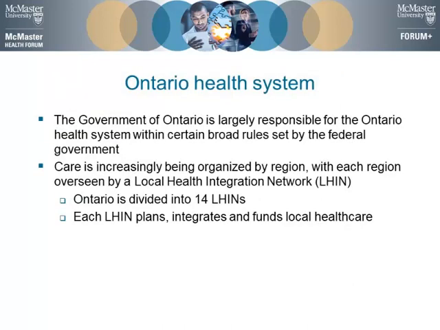Within Ontario, the Government of Ontario is largely responsible for the Ontario health system, within certain broad rules set by the federal government. Care is increasingly being organized by region, with each region overseen by a local health integration network. Ontario is divided into 14 LHINs. Each LHIN plans, integrates, and funds local health care.